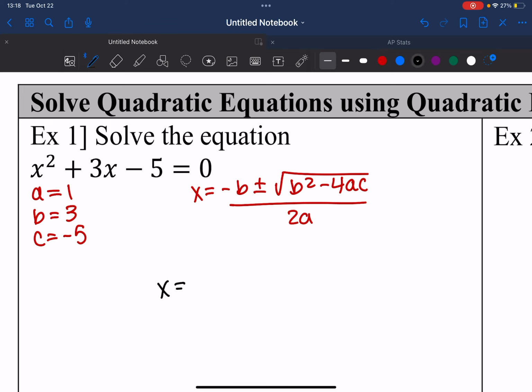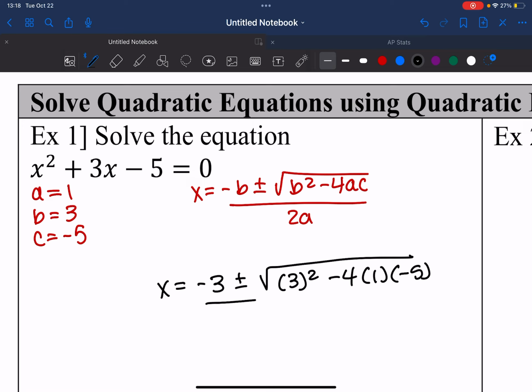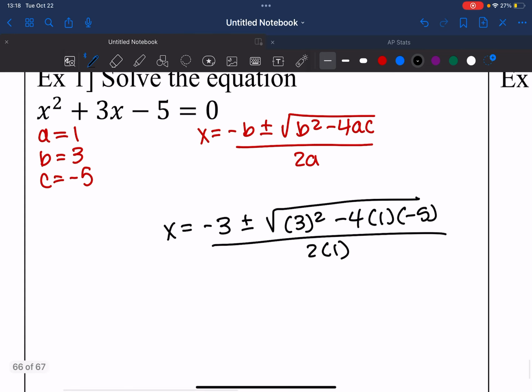So I have x is equal to negative 3 plus or minus the square root of 3 squared minus 4 times 1 times negative 5 all over 2 times 1. Notice how I plugged in all the A, B, and C values. Now I'm going to simplify. So I get x is equal to negative 3 plus or minus.